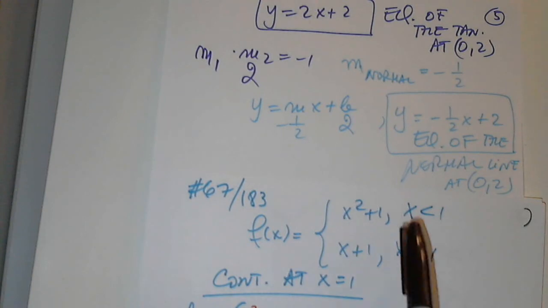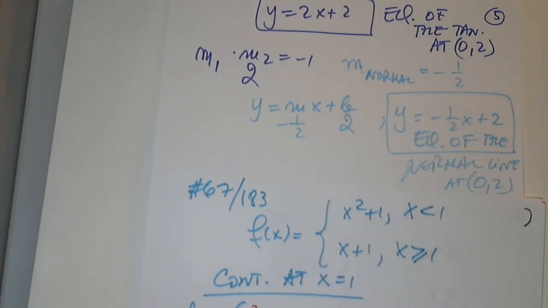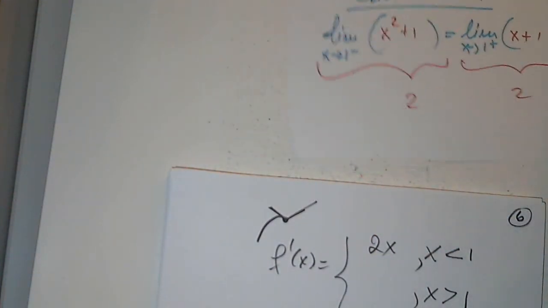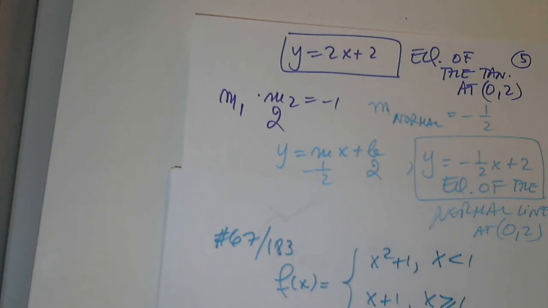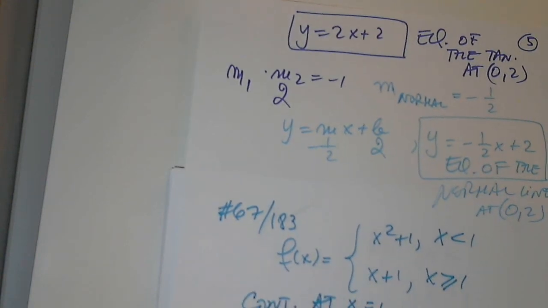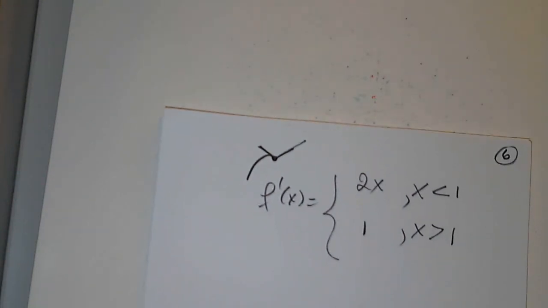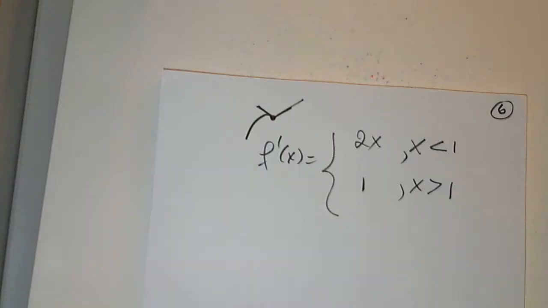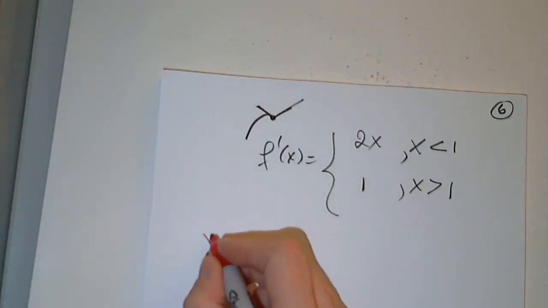Perfect. So can you please tell me what is the derivative of x squared plus 1? Excellent. What is the derivative of x plus 1? 1. That's the slope of the line. Perfect. Okay. Now we're going to graph both the function and its derivative.